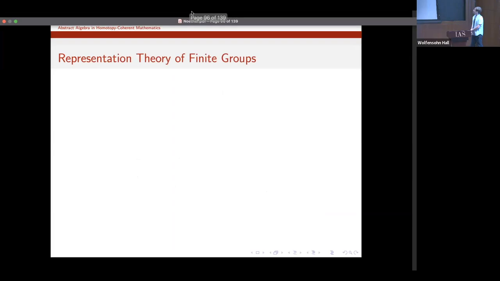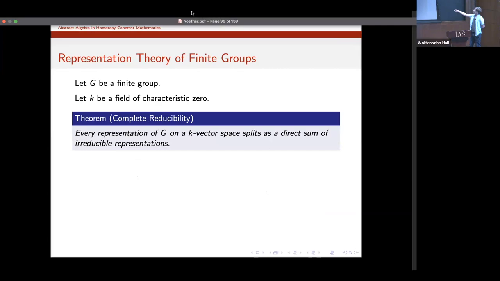So let me start by reminding you of a few things about the classical representation theory of finite groups. So let G be a finite group. And let's start by talking about representation theory in characteristic zero. In this case, one of the first things that you prove is that representations are completely reducible. Any representation of G on a K vector space splits as a sum of irreducible representations.